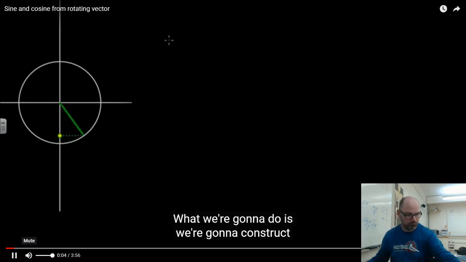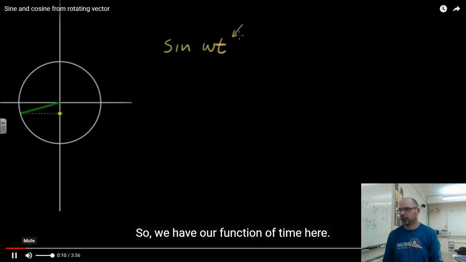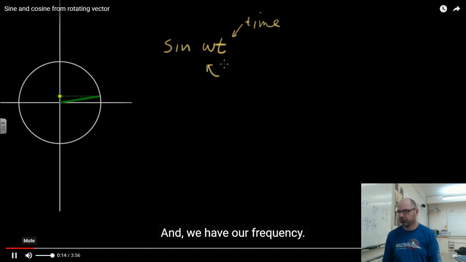What we're going to do is construct something that looks like sine of omega t. So we have our function of time here. Don't worry too much about that. And we have our frequency.